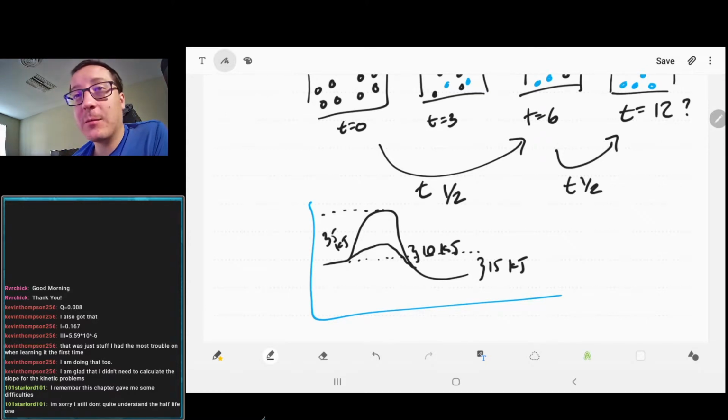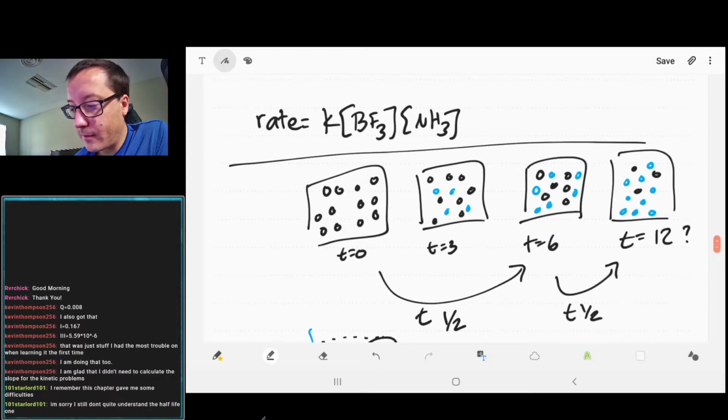So it's asking about the catalyzed. You don't understand the half-life one. Okay. So half-life is the time it takes half of them to break down, right? So if we look at the ones that were given, so that's 3 and 6.